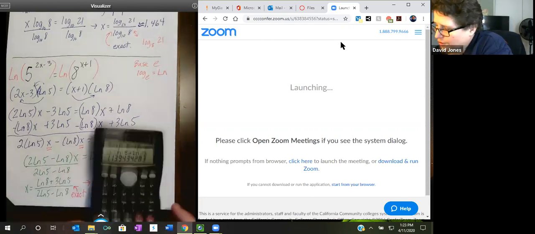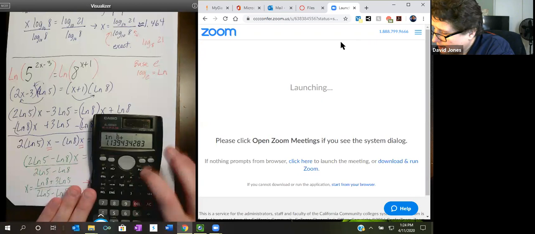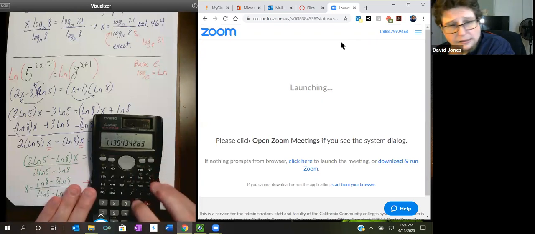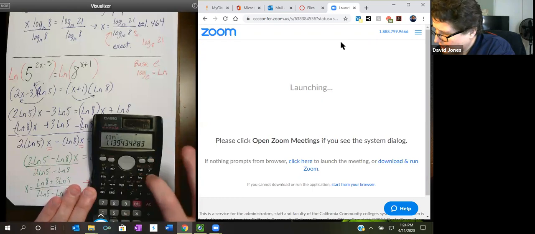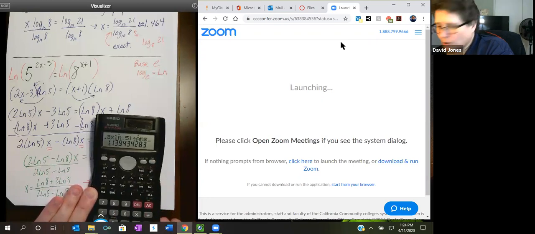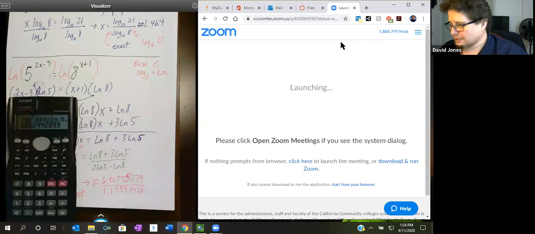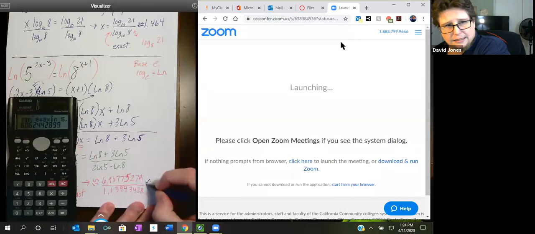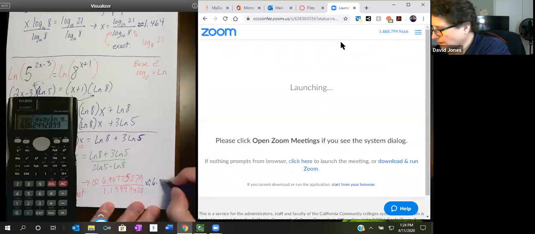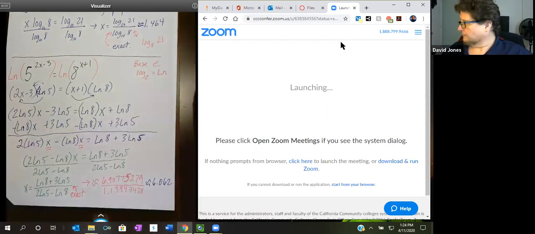I'm going to redo what I had and do it all as one operation. Parentheses, natural log of 8 plus 3 times natural log of 5, then parentheses, and I'm going to divide it by my answer that I have stored. That does it all at once. And we get that value right there. This is approximately 6.062 to 3 decimal places. All right.